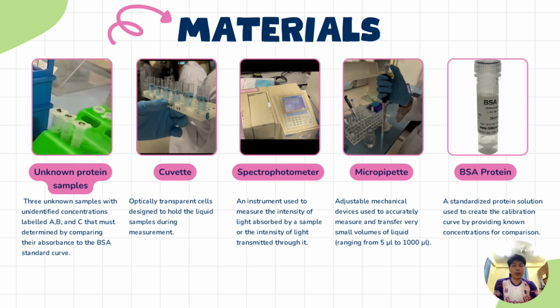Then we have a micropipette. It is an adjustable mechanical device used to accurately measure and transfer very small volumes of liquid, ranging from 5 microliters to 1000 microliters. And lastly, we have BSA protein. It is a standardized protein solution used to create a calibration curve by providing known concentrations for comparison.